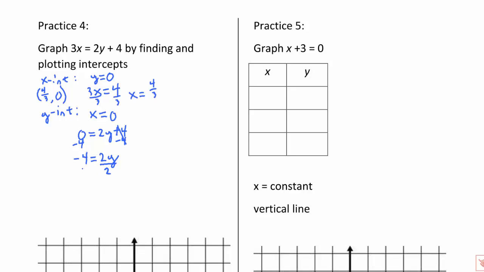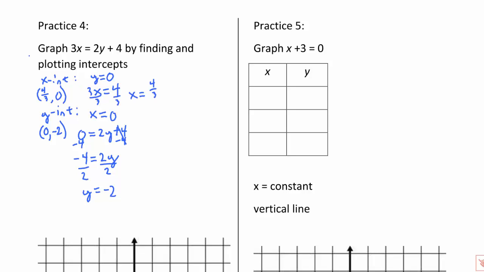Then you can divide by 2. That means that y is equal to -2. So the coordinate here will be (0, -2). Now be very careful. Notice that I'm saying that the x-intercept is the coordinate (4/3, 0), and that the y-intercept is the coordinate (0, -2). I'm not saying that the x-intercept is 4/3 or that the y-intercept is -2. It's very important that you understand the x-intercept and y-intercept must be coordinates.